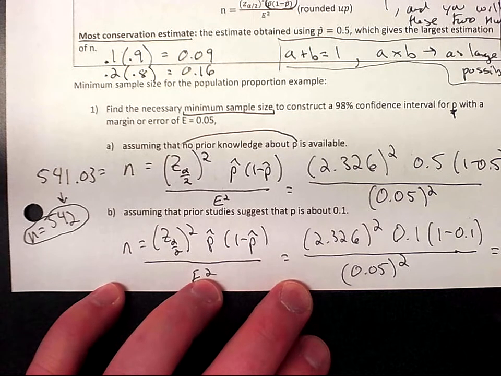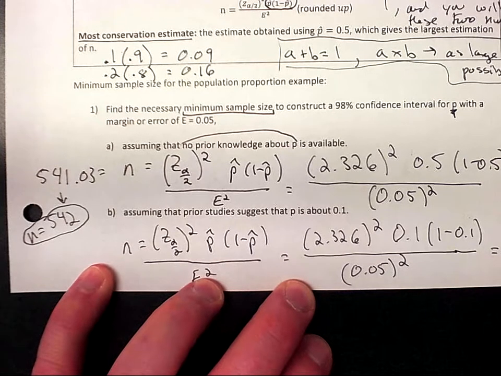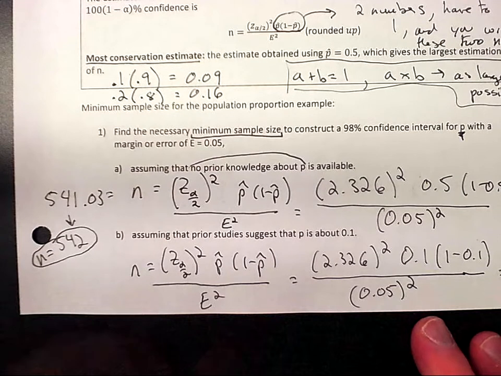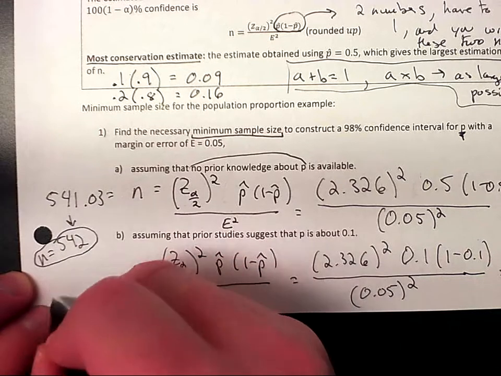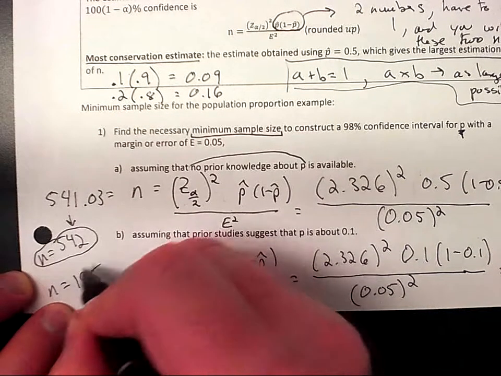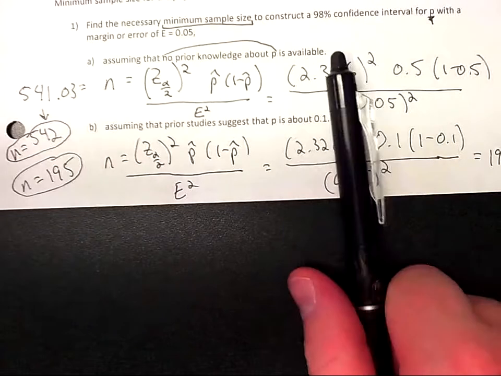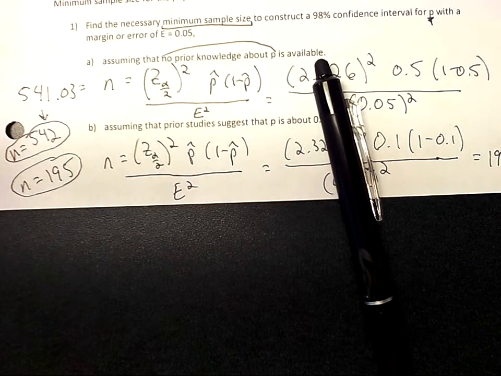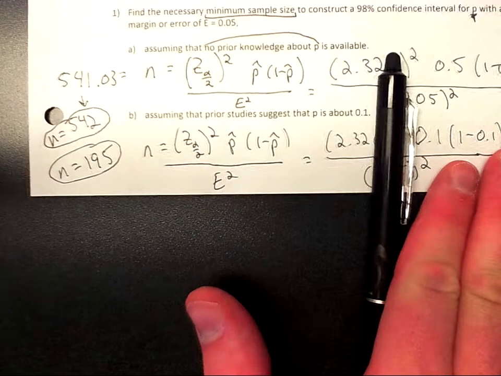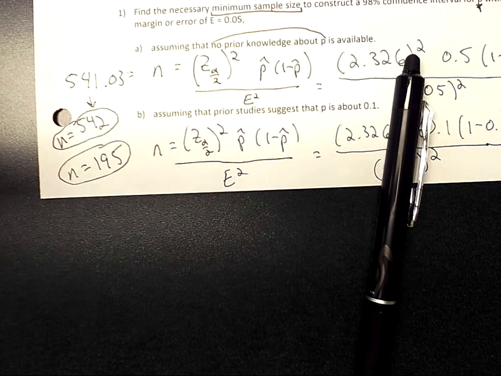Now, if you do this arithmetic, you're going to end up with 194.77. And then what are we going to do with that answer? Round it up. So therefore, n is going to be equal to 195. Everybody good with this? Now, again, like I said before, and I'm going to reiterate it one more time, down here in part B, we use p hat to be 0.1, and then this is obviously 0.9, whereas up here we use 0.5 and 0.5.